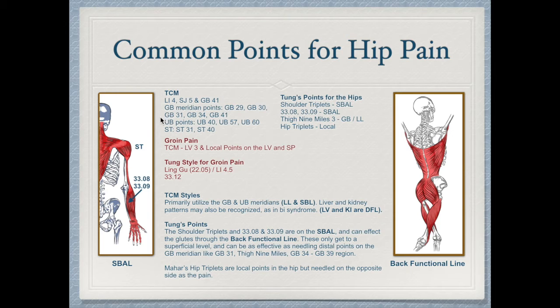So in TCM, common points include LI4, Sanjiao 5, and gallbladder 41. Gallbladder meridian points include GB29, GB30, 31, 34, and 41. And then you'll also find some sources use urinary bladder points and stomach points as well. Now, these aren't my favorite points to use on the stomach meridian when treating hip conditions. There's another group that I prefer to use that relates to the hip flexors.